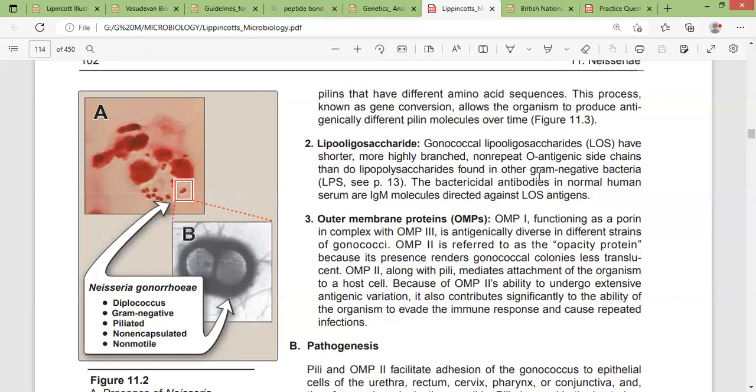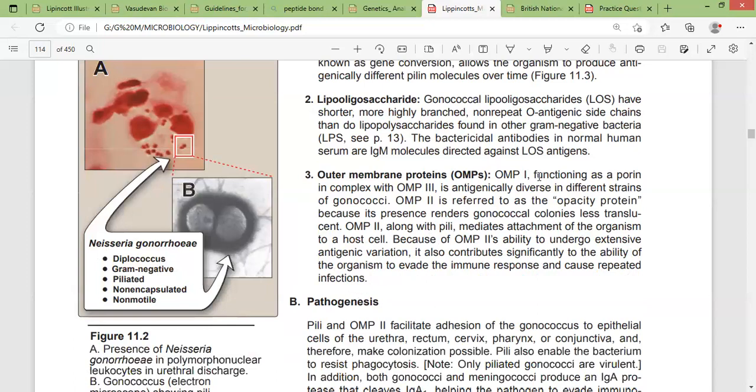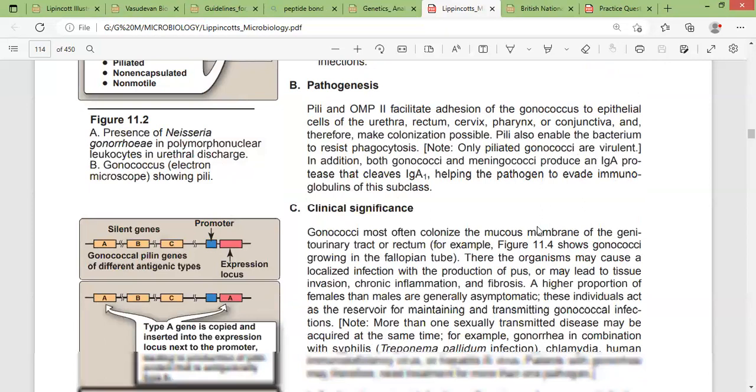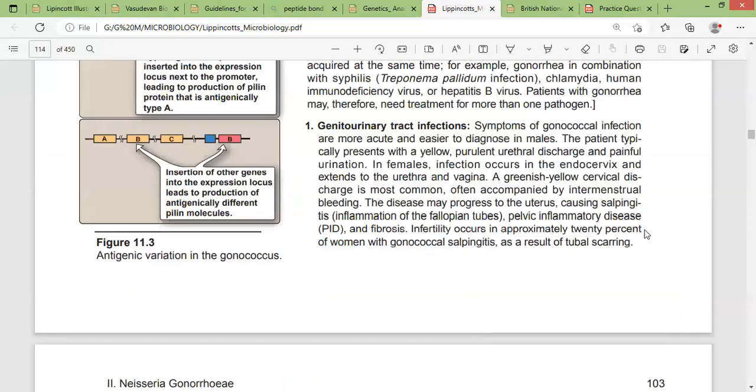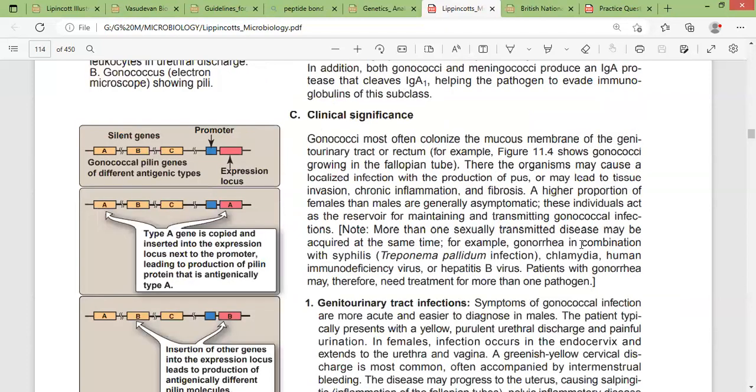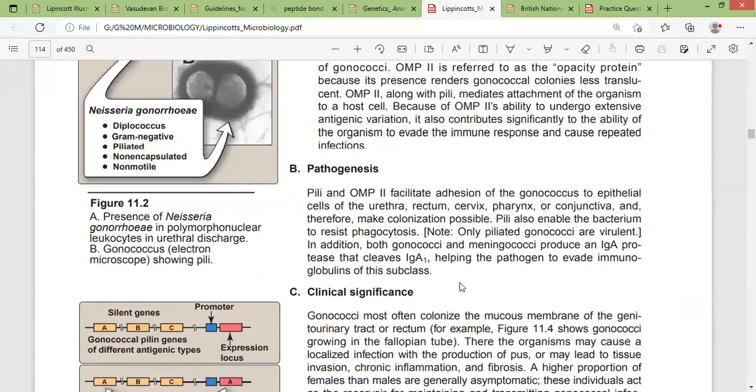For the pathogenesis, we can't look at each and every one of them. But remember, a very key thing about gonorrhea is those pili. Pili facilitate adhesion of the gonococci to the epithelium. They also enable the bacterium to resist phagocytosis. So not only are piliated gonococci virulent, but if you can find a way of removing the pili from gonococci, then you won't have any infective capability. And that's what we're saying.